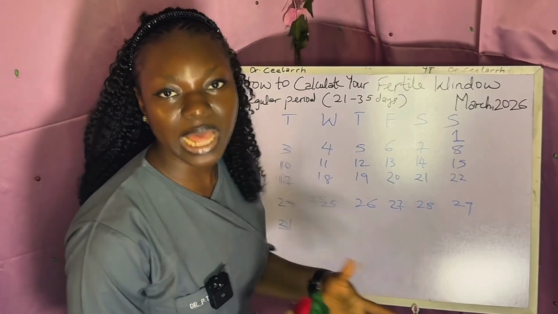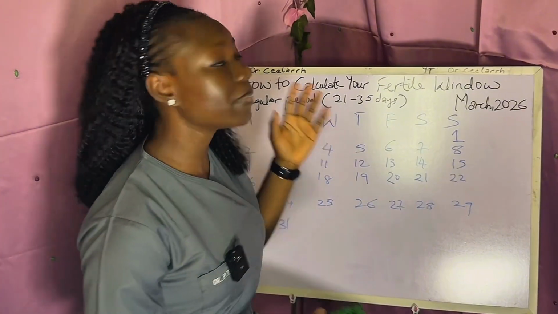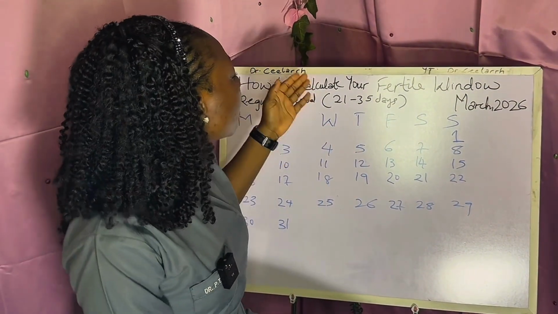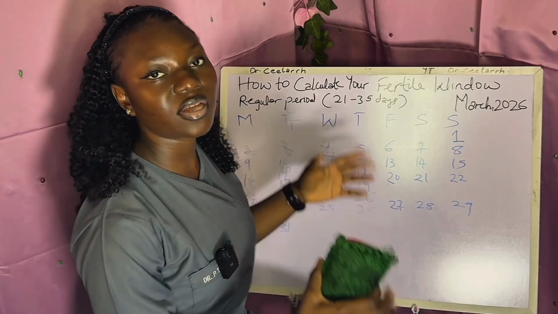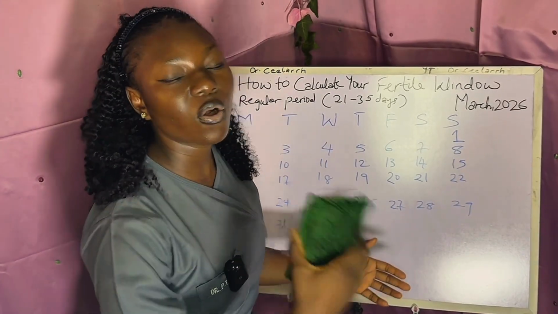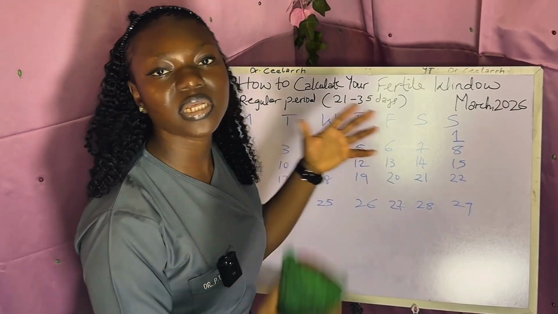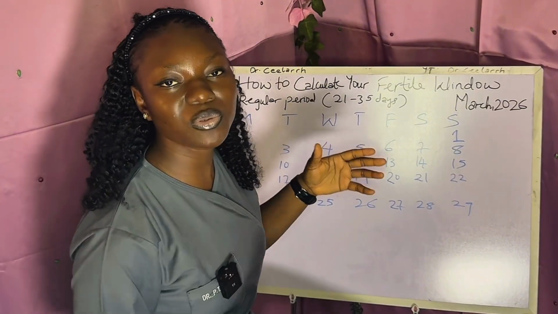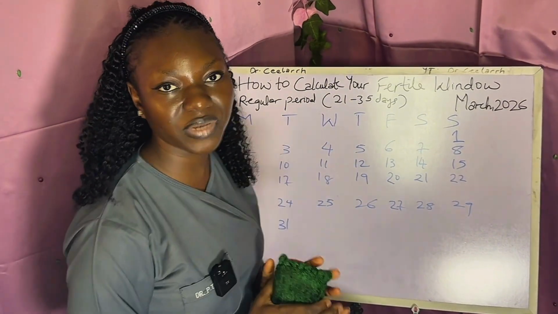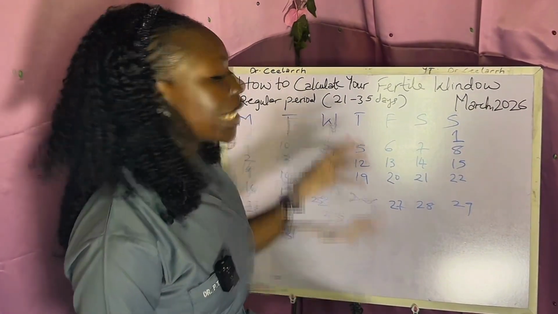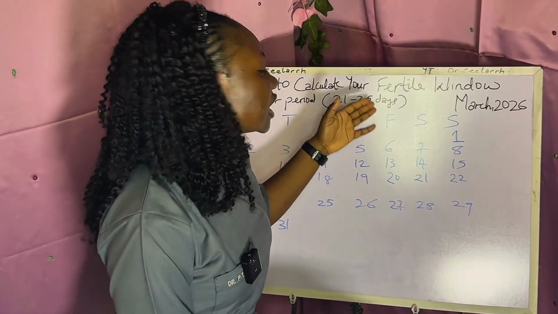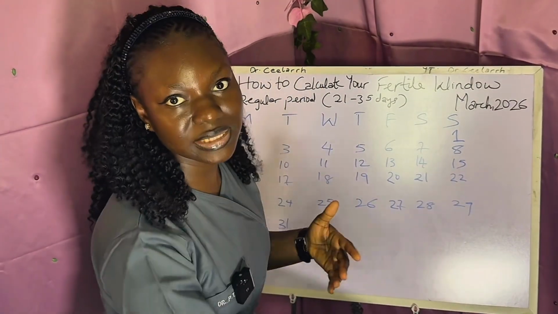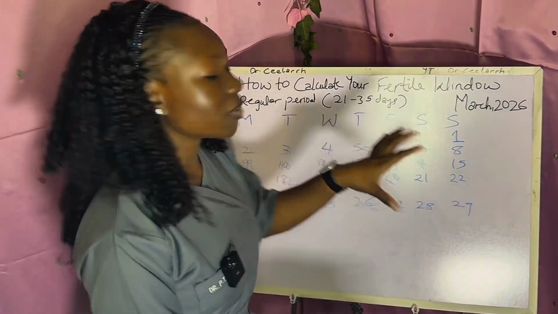Just a recap from the previous class. We said that a regular menstrual cycle is that which occurs between 21 and 35 days. It doesn't go less than 21 days or more than 35 days. Every cycle comes within 21 to 35 days. If it's less than 21 days, it comes too often. If it is more than 35 days, it comes too late. That is something I want you to remember.